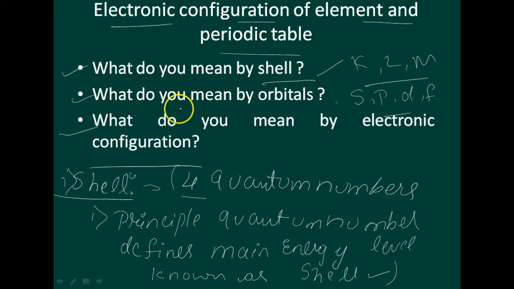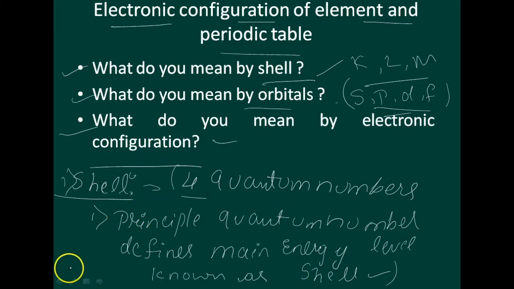Next, coming to the question of what is meant by orbitals. We also studied the filling of electrons into different subshells, which are also referred to as the orbitals in an atom. These are the orbitals, s, p, d, f. Next is what is meant by electronic configuration. The distribution of electrons into orbitals of an atom is called electronic configuration. An element's location in the periodic table reflects the quantum numbers of the last orbital filled.